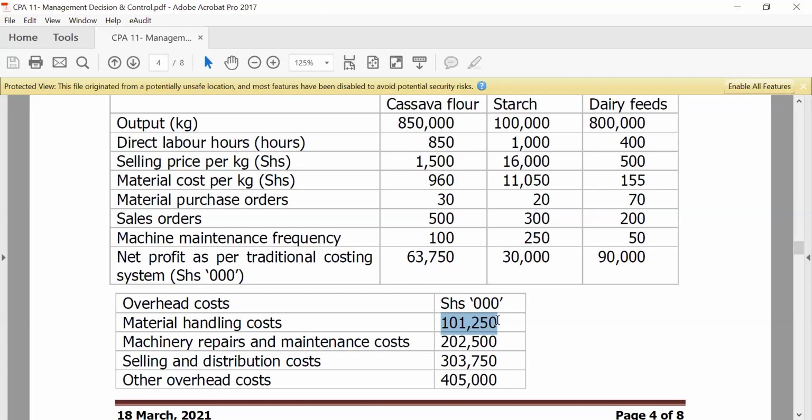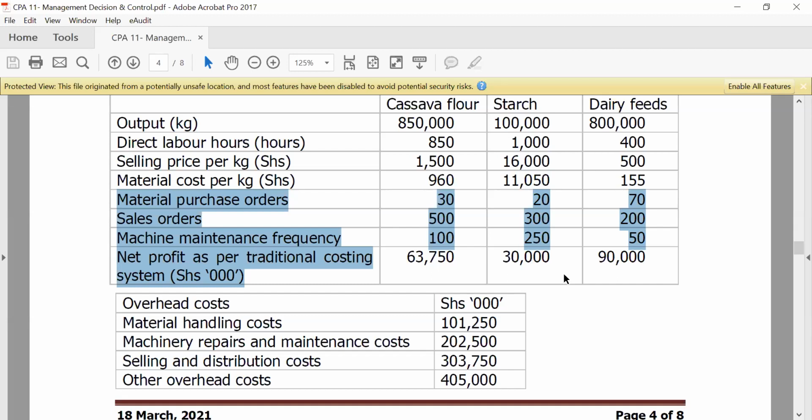Now, the cost driver has also been provided for us. For example, for material handling costs, our cost driver is the material purchase orders. Now, I want you to see something here. Usually the examiner will give you this cost driver. Sometimes they will tell you these are cost drivers. Sometimes they will not tell you that these are cost drivers.